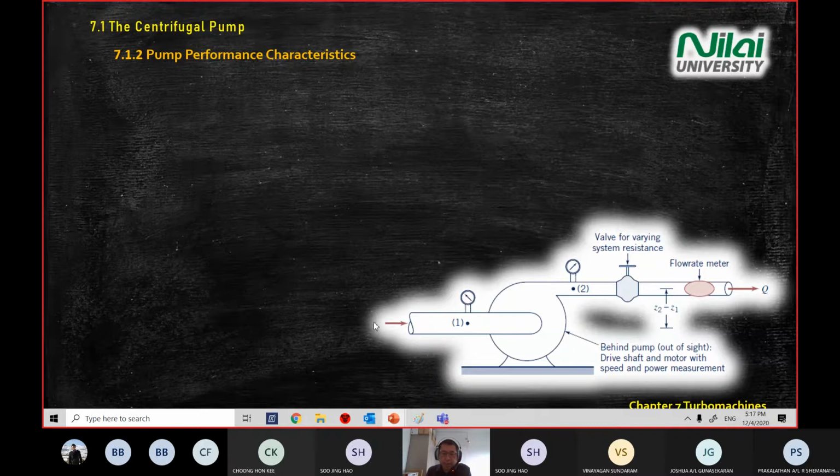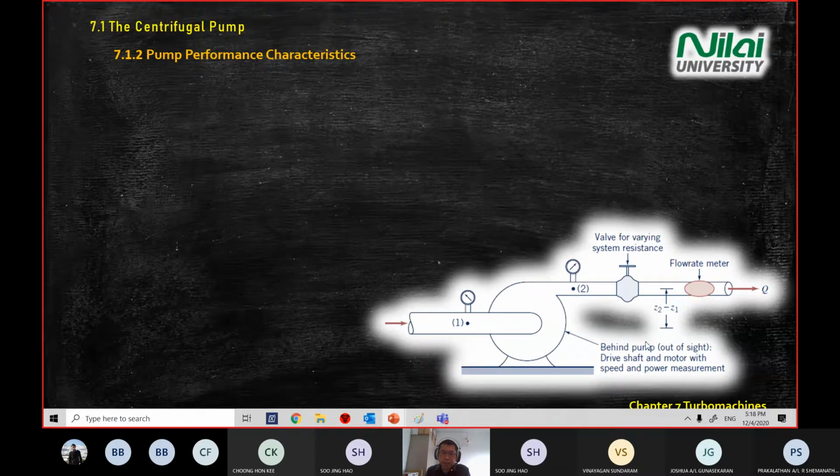So you can see when the water comes from 1, after it goes inside the impeller or pump, the water pressure will increase. Then we have a valve here to allow the flow to continue to flow. And we put a flow meter after the valve, so we measure the flow meter Q value here. And then the elevation between point 1 and point 2 was given. Z2 minus Z1 is the elevation.